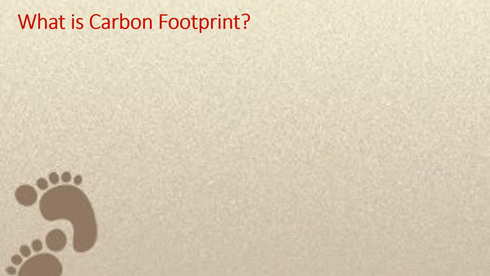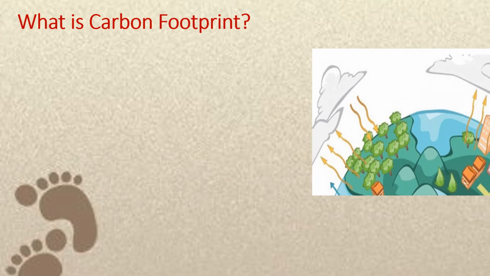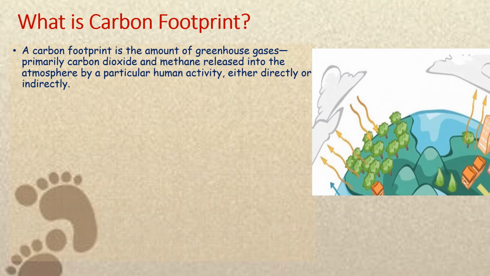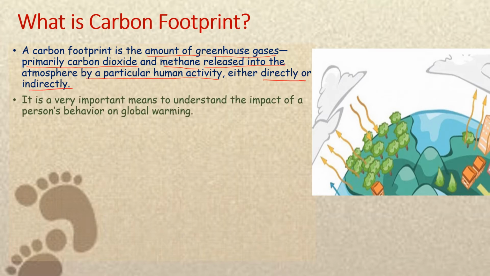So the question arises, what is a carbon footprint? A carbon footprint is the amount of greenhouse gases, primarily carbon dioxide and methane, which is released into the atmosphere by particular human activities, either directly or indirectly. So it is a very important means to understand the impact of a person's behavior on global warming.